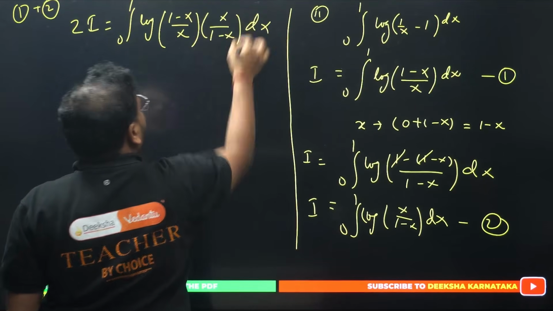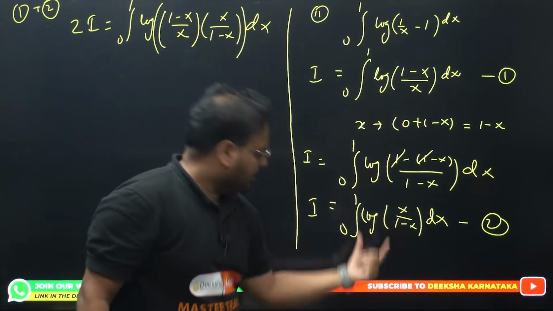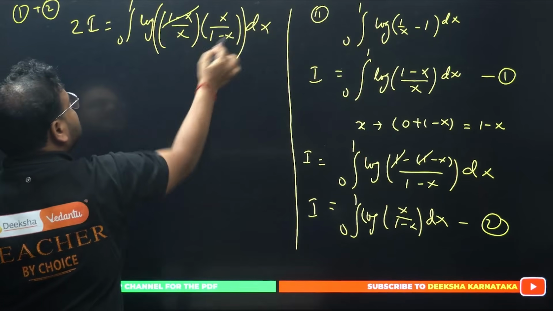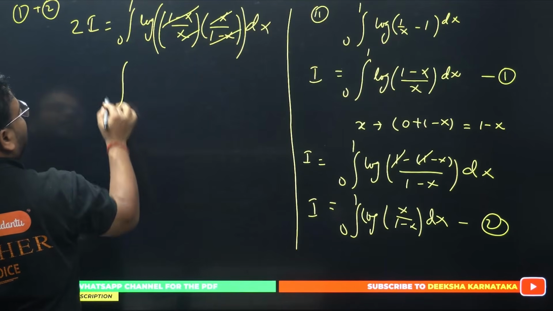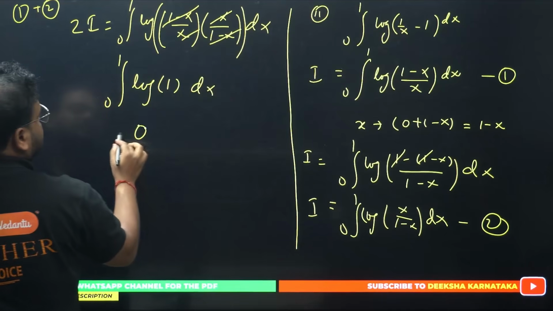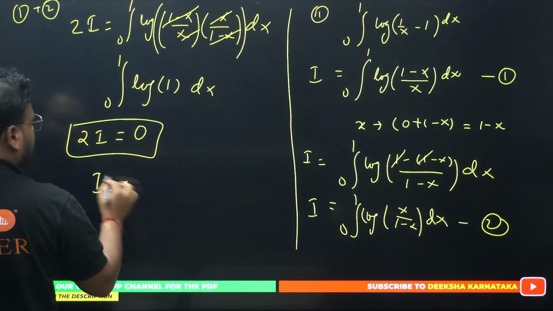How come, sir? How come this whole thing? Log of a plus log of b. Adding the two logs, it will become log of a into b. Check this out. This cancels, this cancels. I have 0 to 1. Log of nothing means 1. What is my answer? 0. 2I is 0 means what? I is also 0. Correct, no?